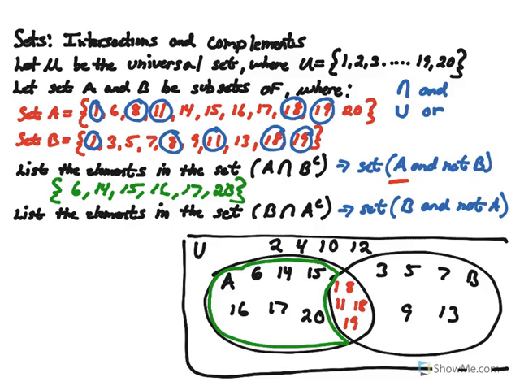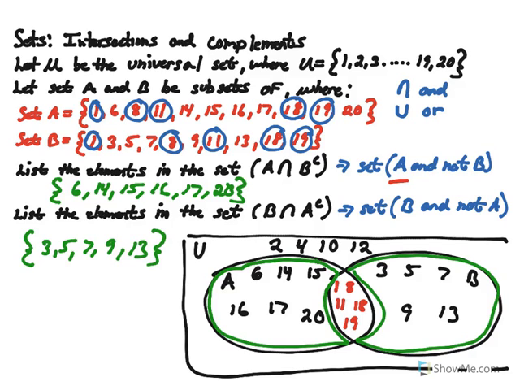And then we could do the same for the second problem. What are the elements in B but are not in A? If you look at the diagram, you can see that these elements right here are in B but are not in A. So we're going to write those as 3, 5, 7, 9, and 13. Can you see that?